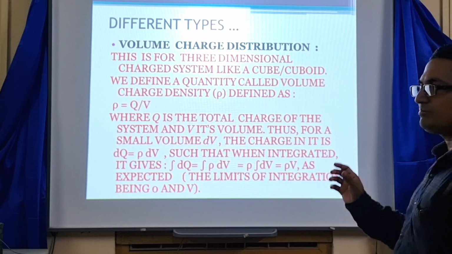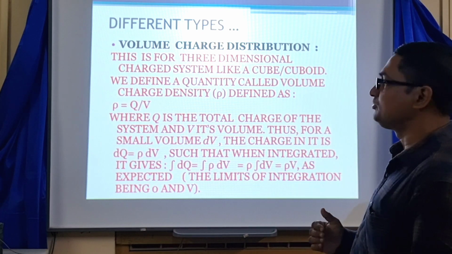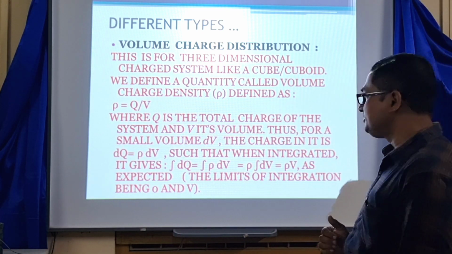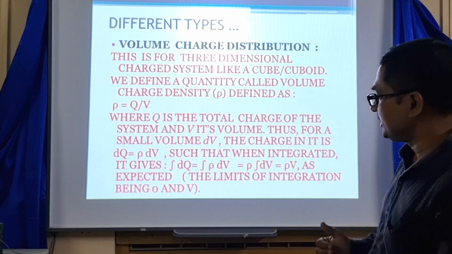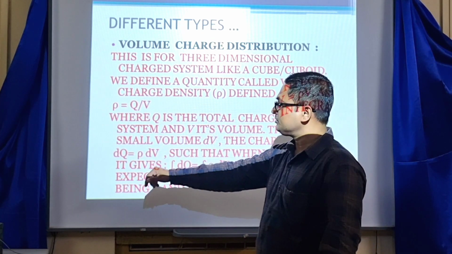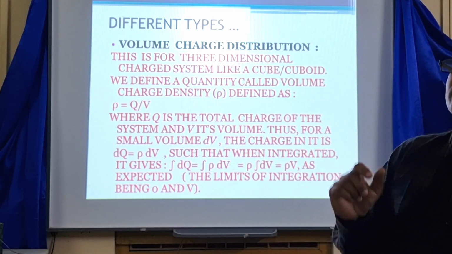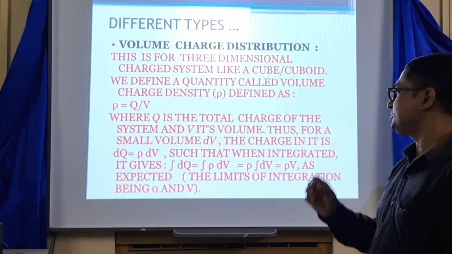Now within that particular volume V, or that particular system, suppose Q, you take a small volume element dV. In the same way, the charge within that volume element will be rho into dV, because rho is charge per unit volume. So rho into dV means the charge within that small element of volume dV.